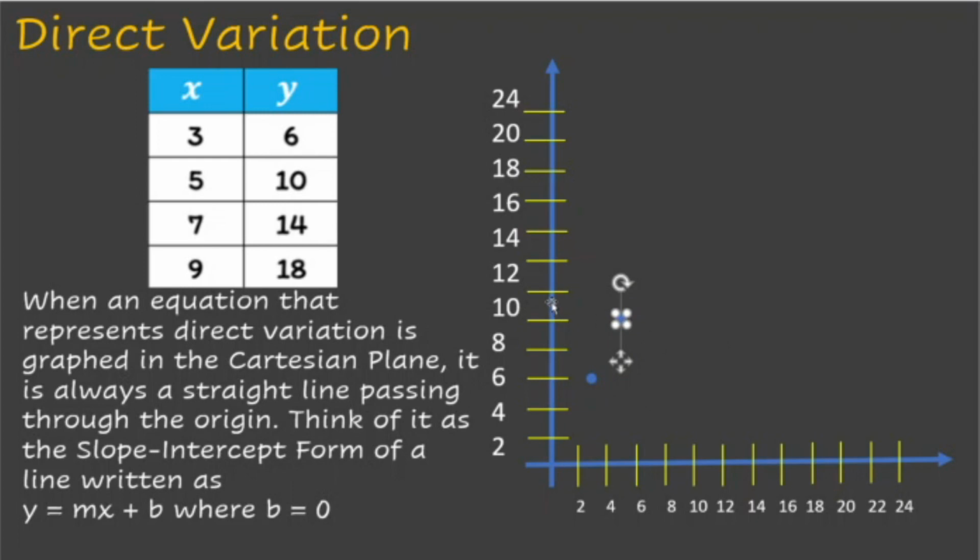How about 7, 14? So, ganito lang tayo nag-graph ha. Remember that. 7. So, dito yung 7. And then, 14. Di lang perfect. Pero straight line lang siya dapat. And then, 9, 18. Ayan. 9, 18 naman. Dito yung 9. And then, dito naman yung 18. Ayan. So, connect lang natin siya with a line.